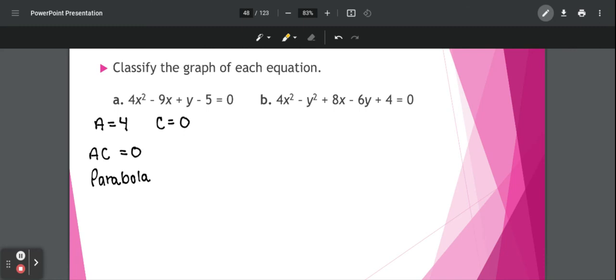If we look at part B, we know that A is 4 because that's in front of the x squared. Your C coefficient is in front of your y squared, so C is -1. If you do A times C, we would get -4, and -4 is less than 0. So when you do A times C and you get something that's less than 0, then that means that you have a hyperbola.